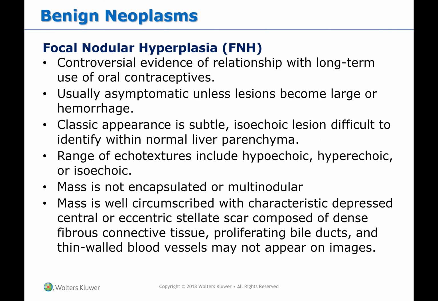Now this one has evidence of a relationship with long-term use of oral contraceptives. So OCPs can be great, but it seems like they can cause some liver issues too, right? Usually asymptomatic. It can be a subtle isoechoic lesion, difficult to identify within the normal liver parenchyma. And the mass is well circumscribed.